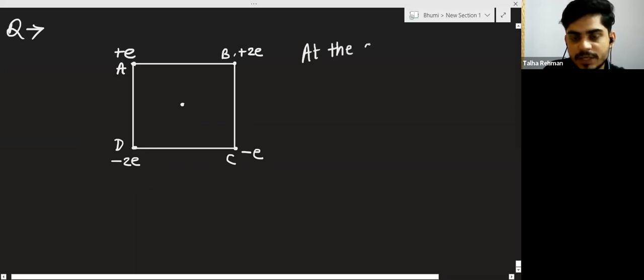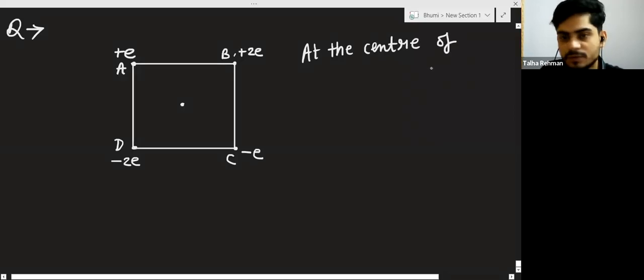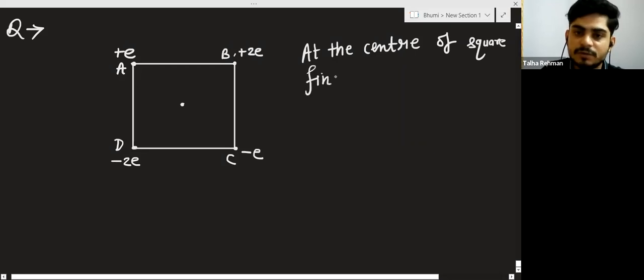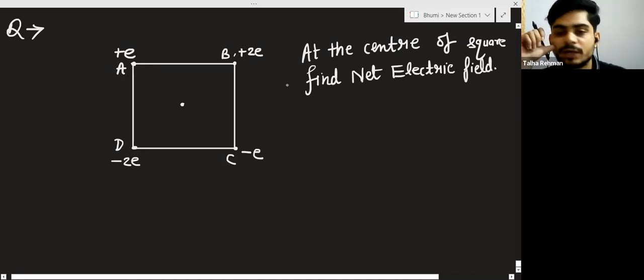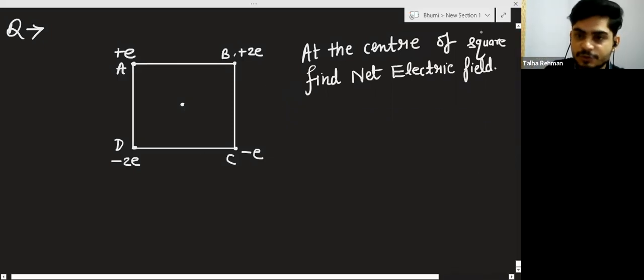So at the center, find the net electric field. Okay. For that, we should know the distances.